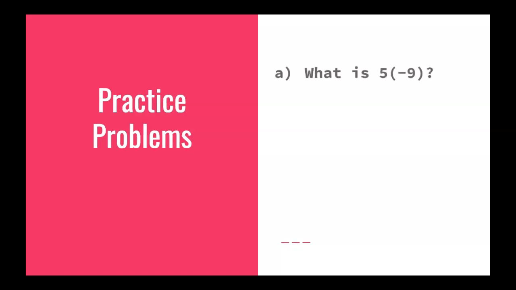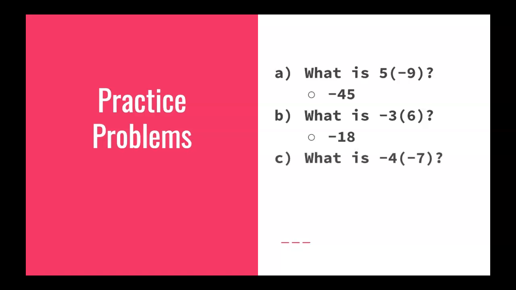So I want you to try a few practice problems and think about your signs and what happens. What is 5 times -9? This is a positive times a negative. It should be a negative, and it's -45. How about -3 times 6? This is a negative times a positive. We should get a negative answer, and we get -18.